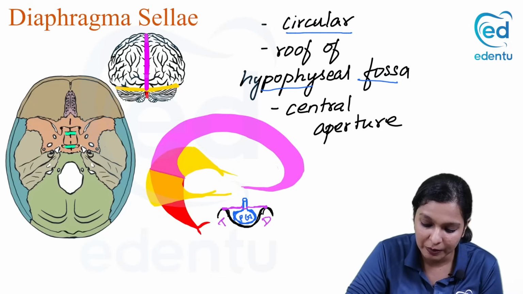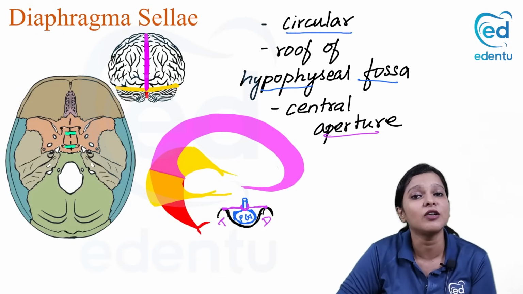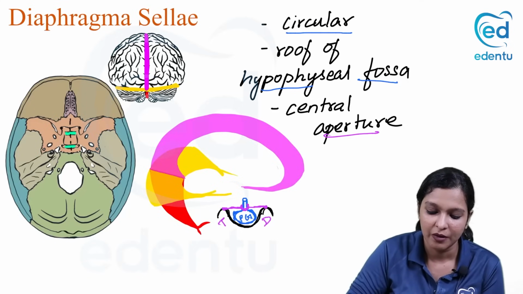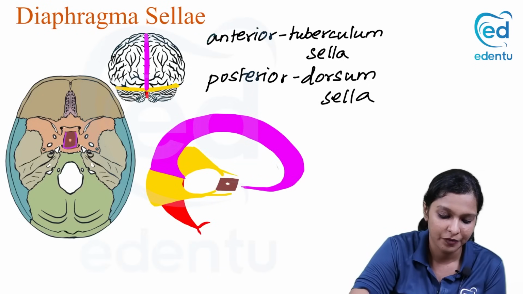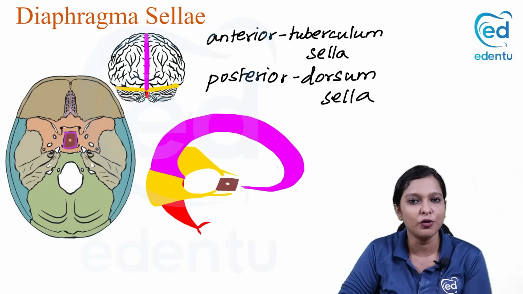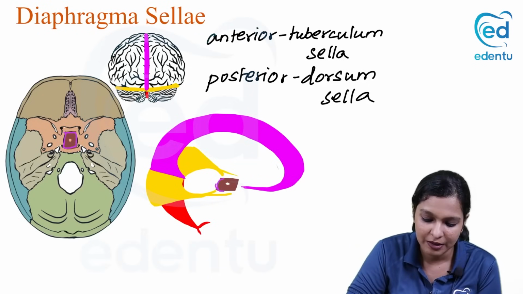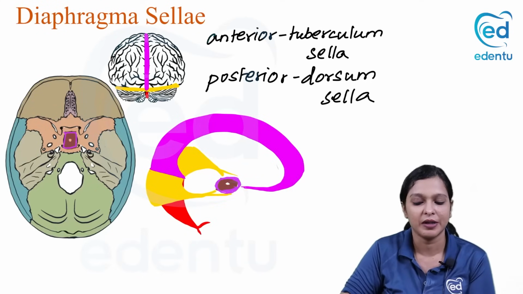Now, for the passage of the stalk, there is a foramen present in it, an aperture that allows the passage of the stalk of the pituitary gland. Let's see where it is present. It is situated here, and it forms the roof of the hypophyseal fossa. It is represented like this, but it is circular. It forms the roof of the hypophyseal fossa.